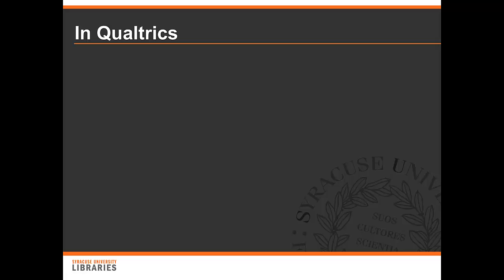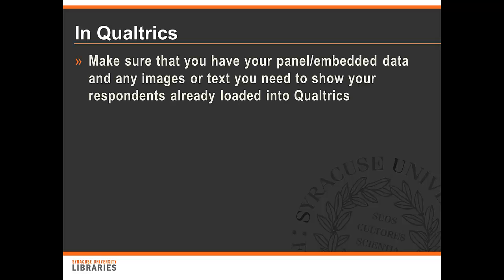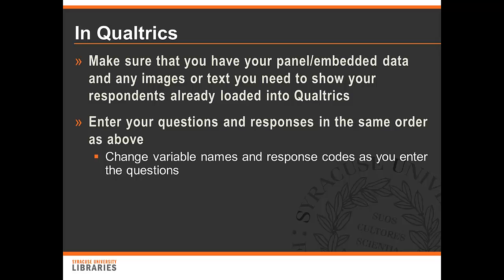Now let's talk about building your survey in Qualtrics. First, make sure that you have your panel or embedded data as well as any images or text you need to show your respondents already loaded. You won't be able to randomize or link questions back to any of this information unless it is already in Qualtrics. Next, enter your questions and responses in the same order as you did when you designed the flow. Change variable names and response codes as you enter the questions.